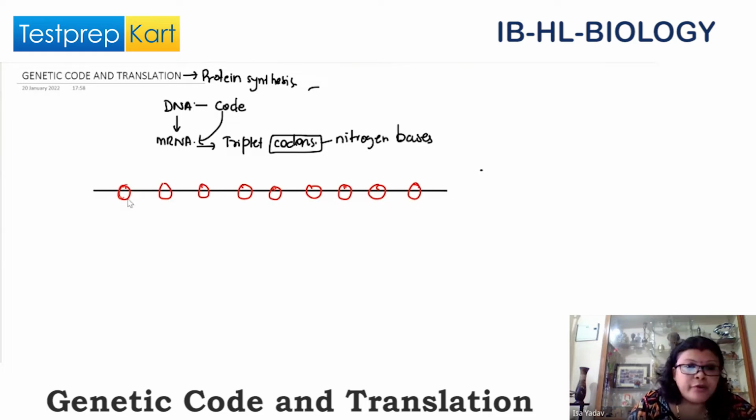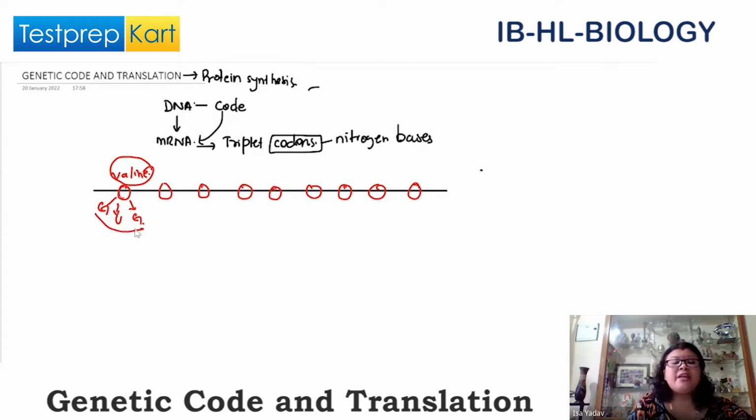For example, valine is an amino acid. So its triplet codon will be G U G. Guanine, uracil, and guanine. These three nitrogen bases represent valine. So if there is GUG in the RNA, it means that in the protein, valine amino acid will be there. Is this clear or not?